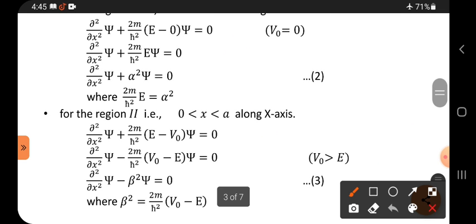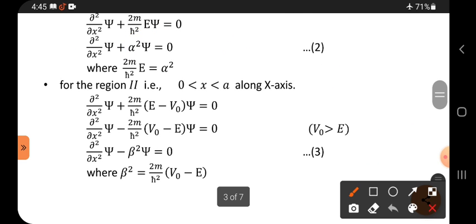Now I'm going to take a substitution: in place of 2m by h square into E, let me substitute alpha square. So that means alpha square is 2m by h square into E.